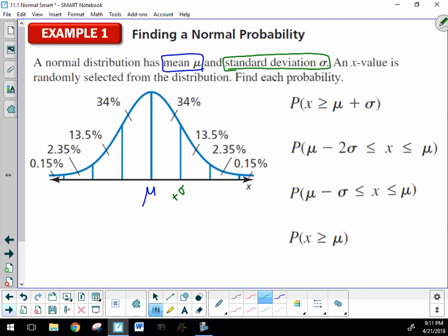This would be the mu plus 1 sigma, 1 standard deviation. This would be plus 2 standard deviations, and this will be plus 3 standard deviations. And on the other side, we'll just count back by standard deviations. Okay, now I'll put the mu's.